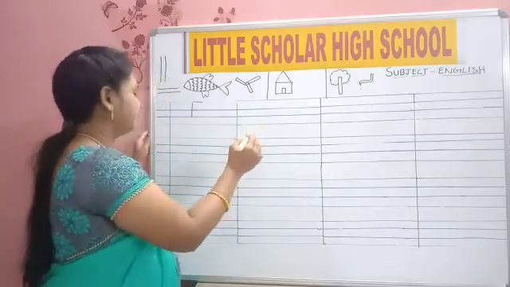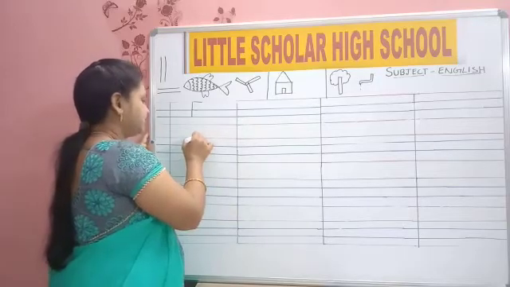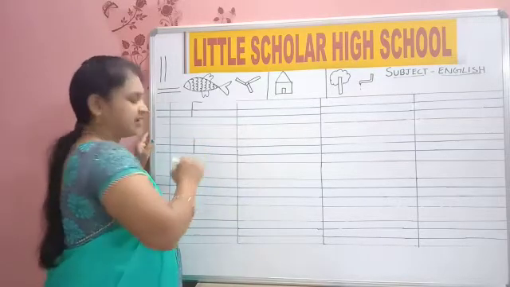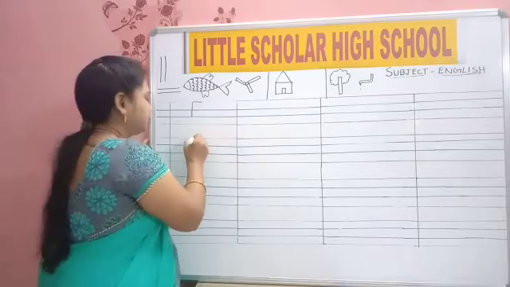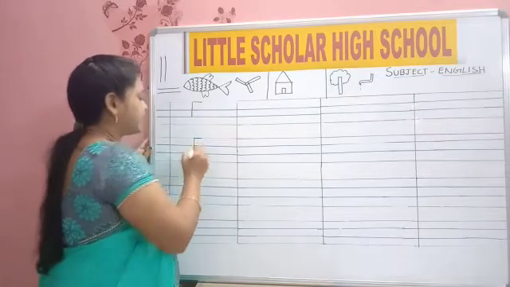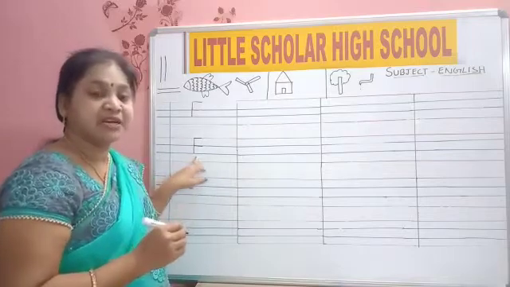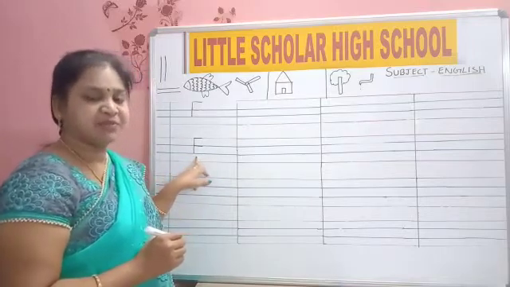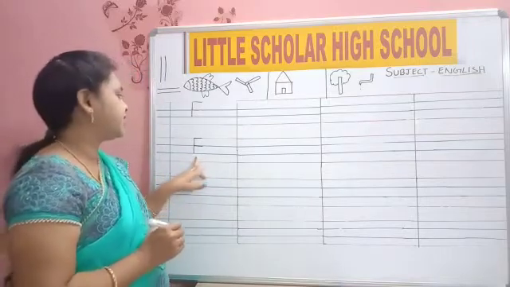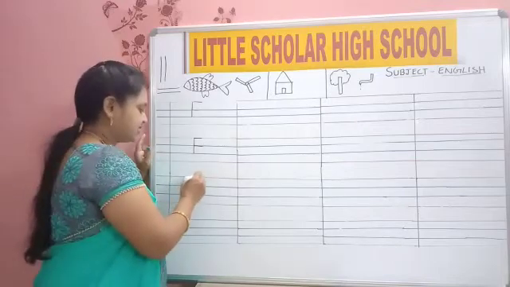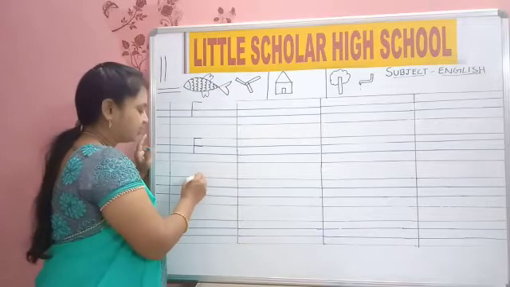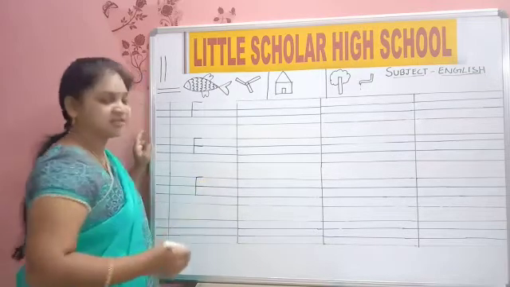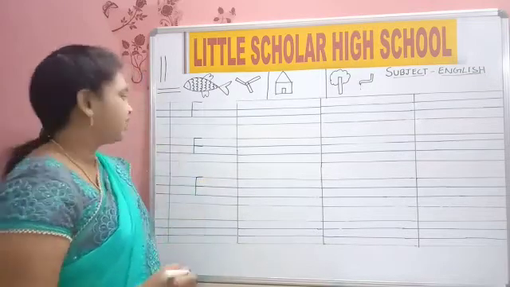See, one standing line. Yes, one line standing. Then 2 sleeping lines for that. What is this? Capital F. Understood, children? Once again we'll write. Yes, one standing line and 2 sleeping lines. This is capital F. Very easy, no, children?